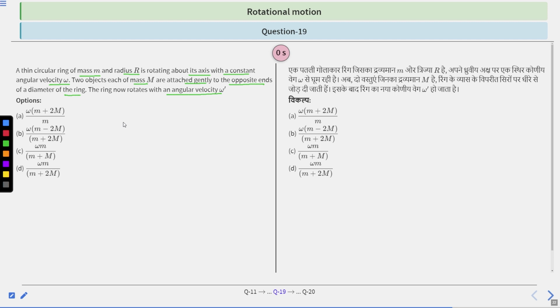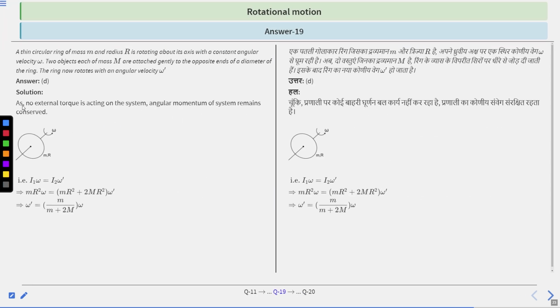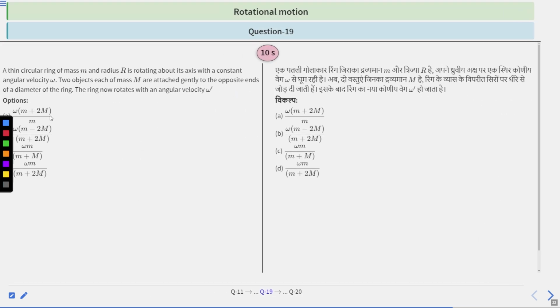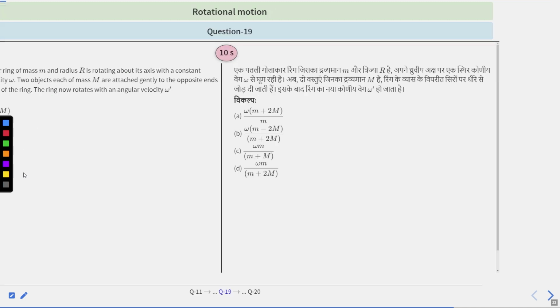Let's find a solution. So we know as no external torque is acting on the system, the angular momentum of the system remains conserved. That's why I omega is equal to I prime omega prime. Clear? This equation comes from this concept. So mr squared omega is equal to (mr squared plus 2mr squared) multiplied by omega prime. So omega prime equals m divided by (m plus 2m) multiplied by omega. Clear? So the correct answer is D. D is the correct answer. Clear?